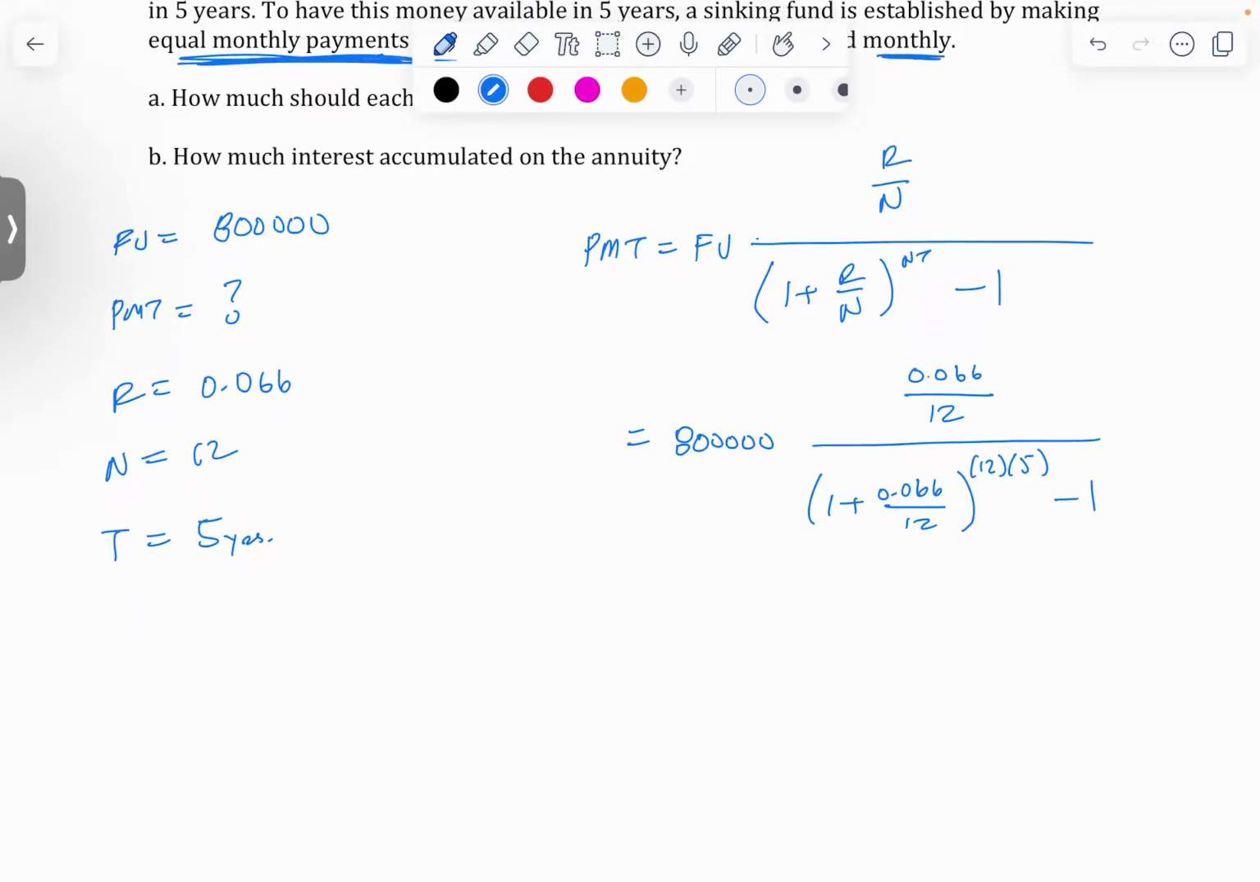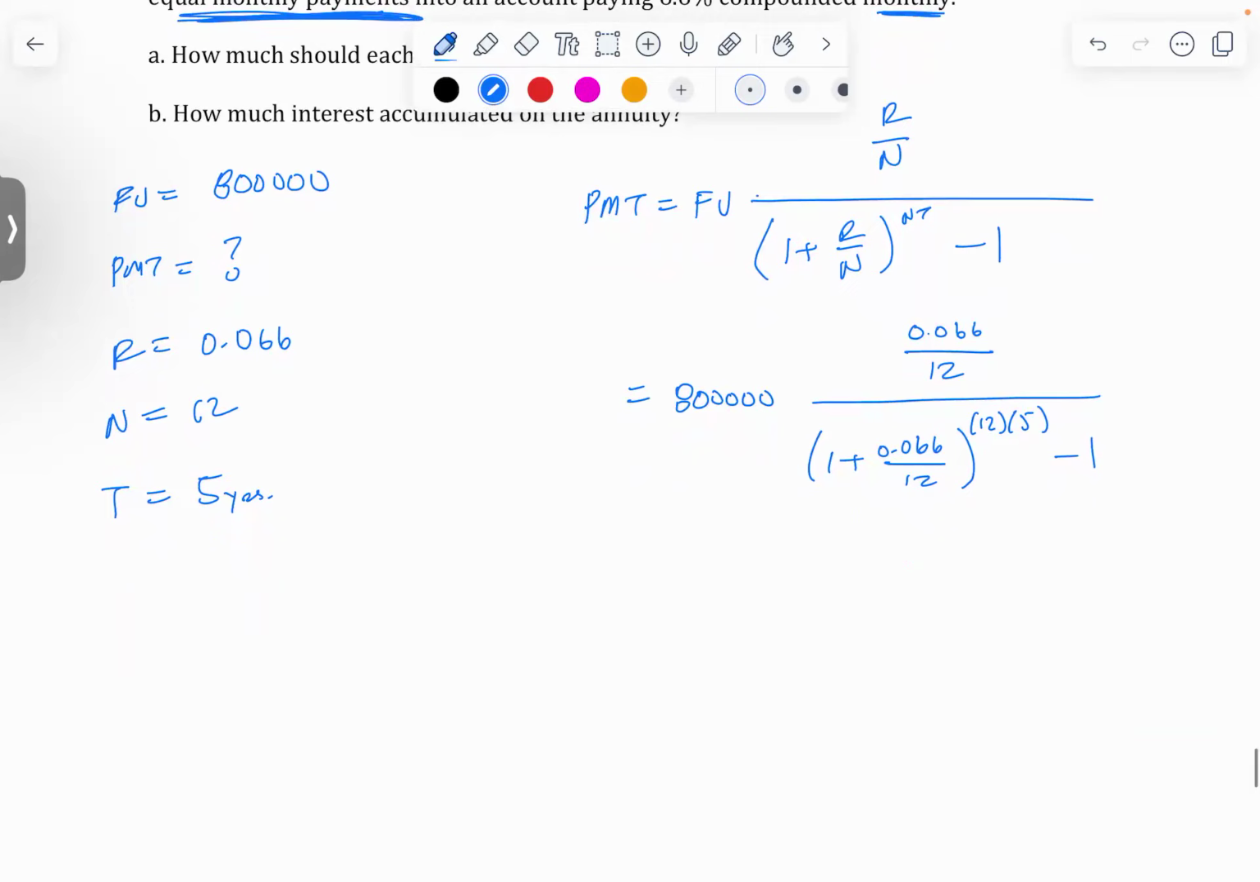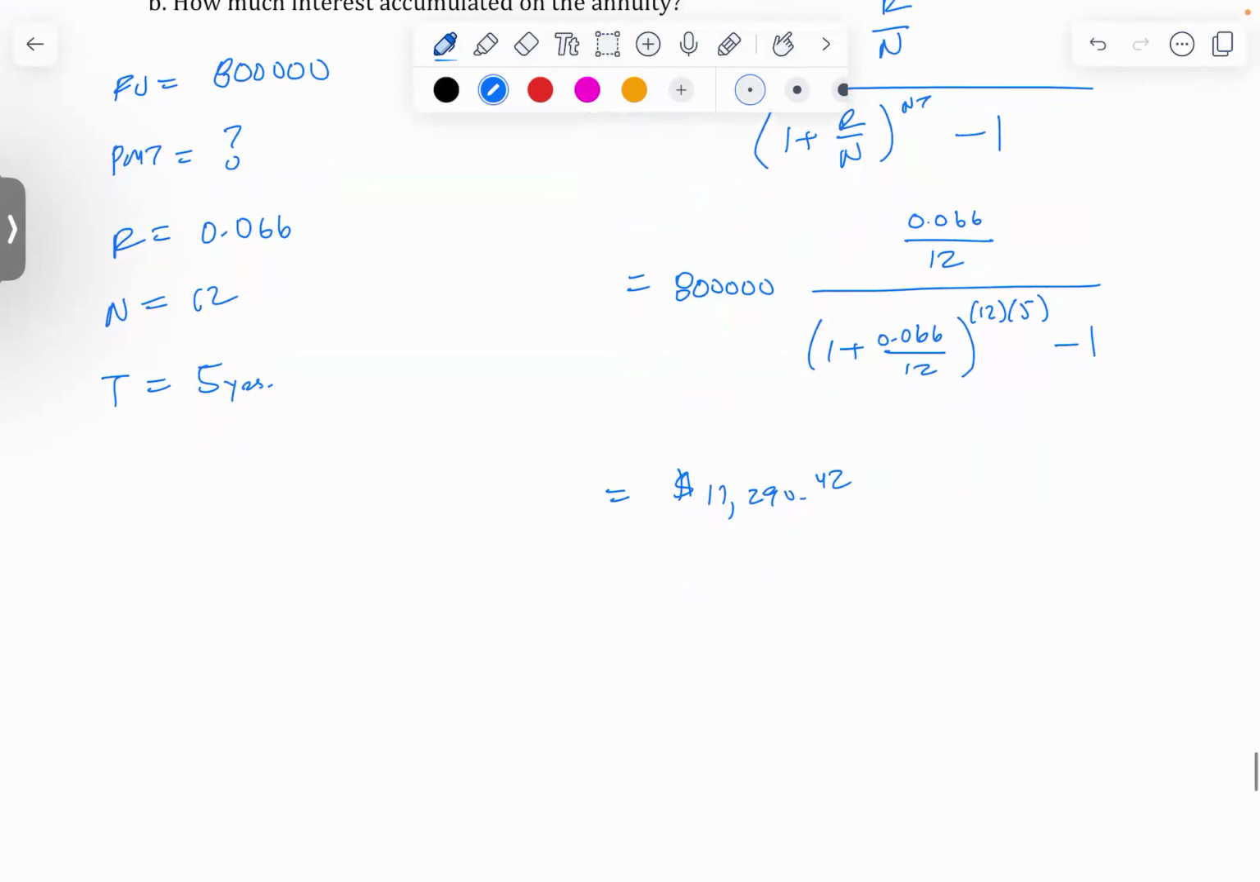All right. So again, you should be able to simplify this down yourself now, piece by piece, just like we did last time. And this ends up being, all right, $11,000 per payment. Okay. So that means $11,000, right, per month.